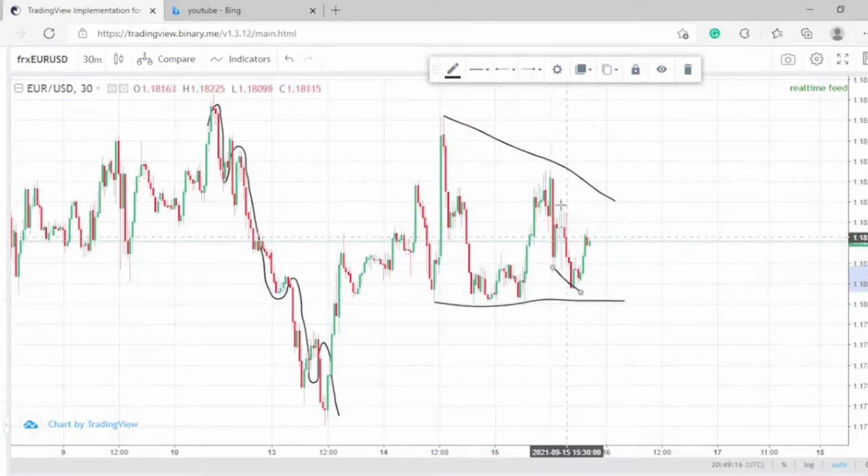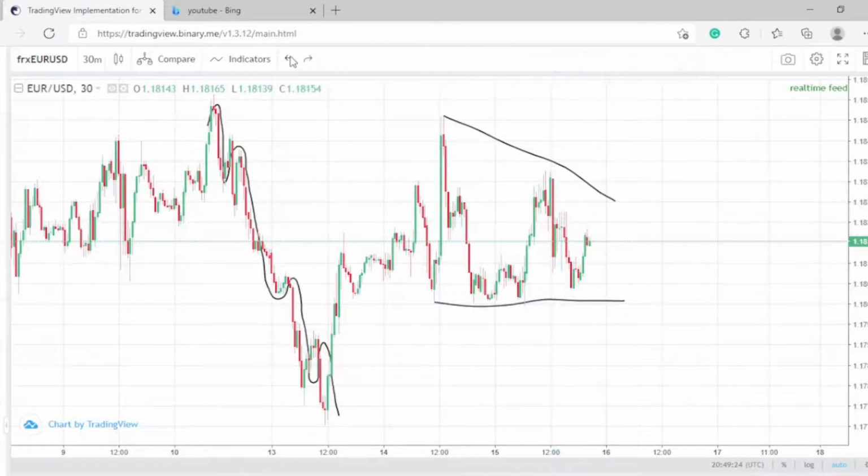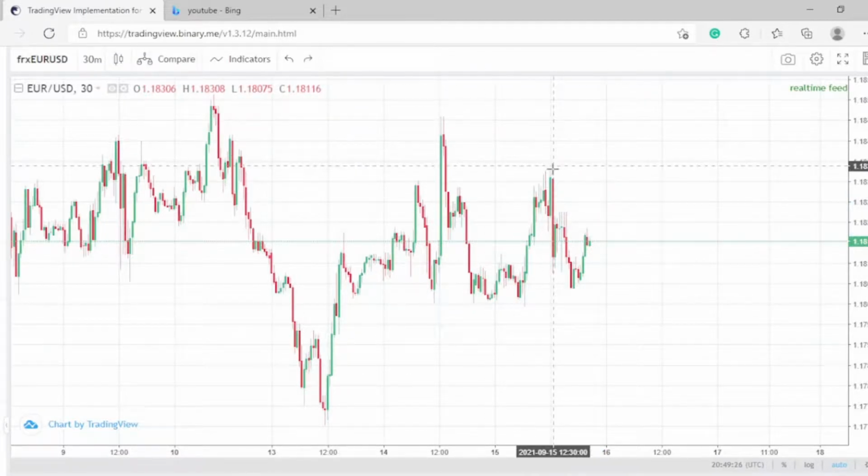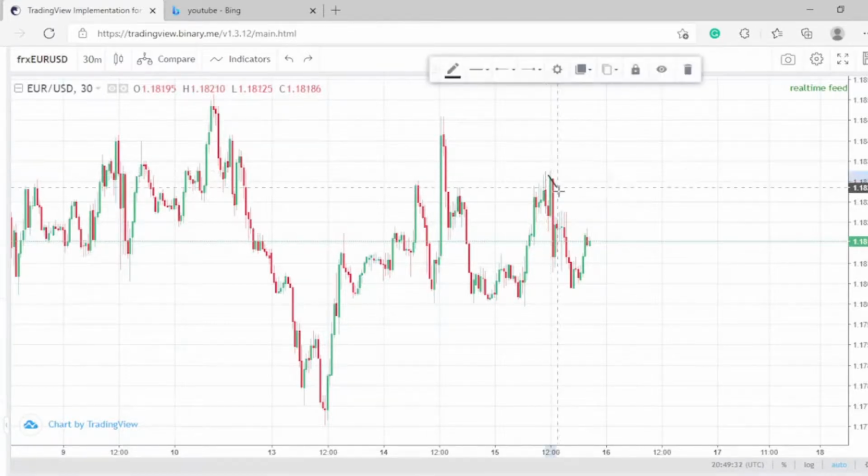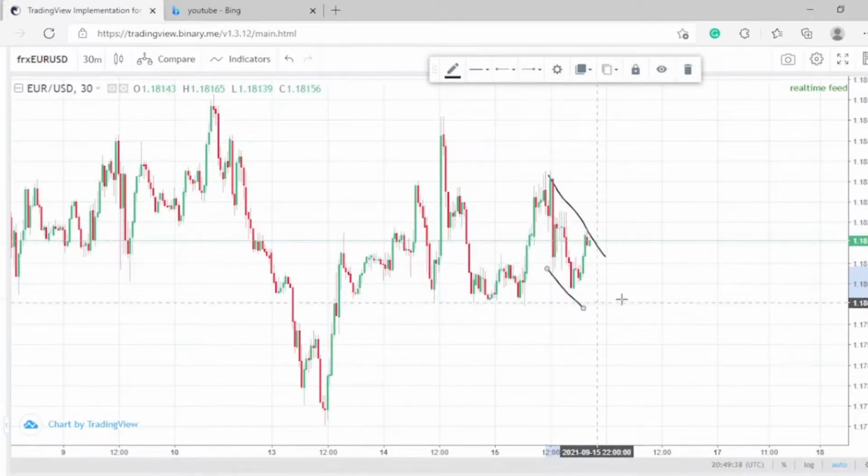I can even do this here, but this I'll teach you at a later stage. Let me just remove the big ones and just use the small one here. So you're waking up, you have to determine what is the state of your market. So you come here, you determine the state of it.